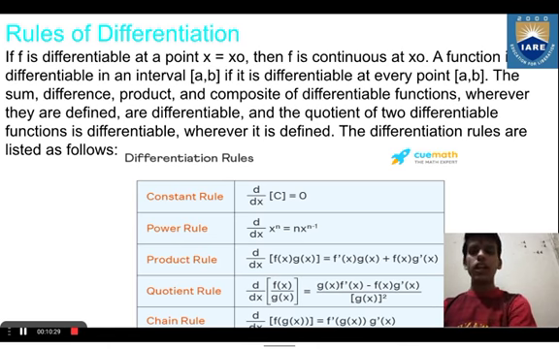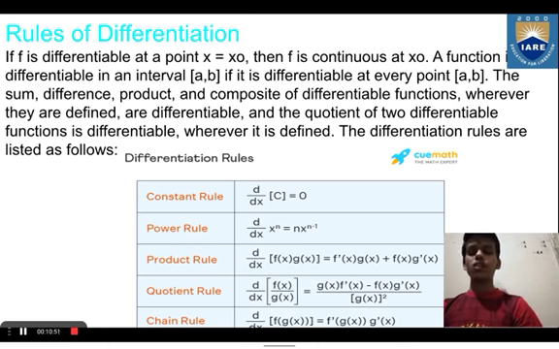Next, the last rule is the chain rule. d by dx of f of g of x gives you f dash of g of x into g dash of x. That means we first differentiate the external function, and after that we multiply by the derivative of the internal function.